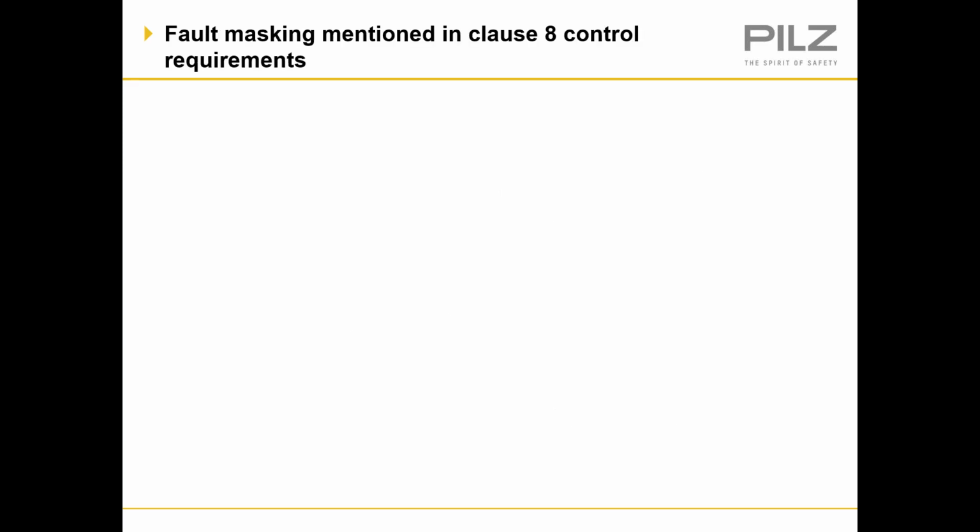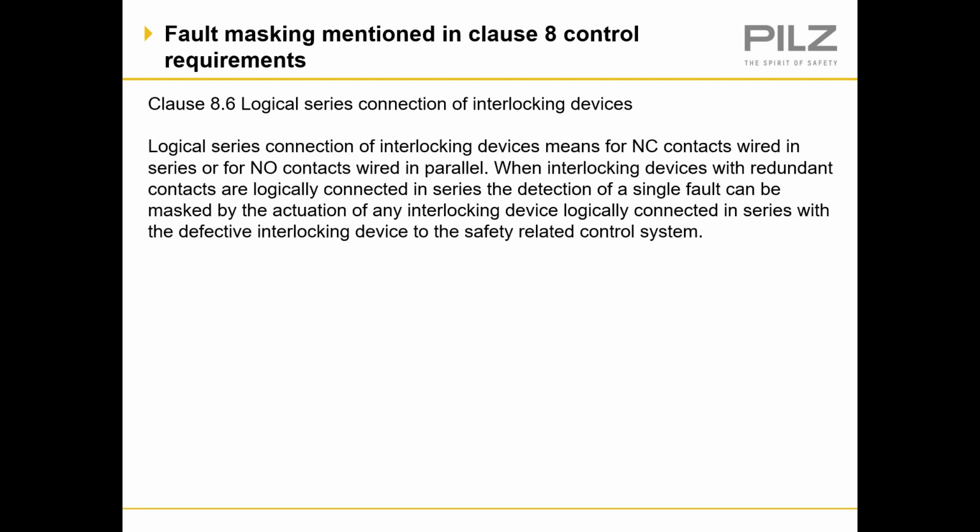So fault masking. Fault masking is mentioned in Clause 8, control requirements. Clause 8.6, logical series connections of interlocking devices. Logical series connections of interlocking devices means normally closed contacts wired in series or normally open contacts wired in parallel. When interlocking devices with redundant contacts are logically connected in series, the detection of a single fault can be masked by the actuation of any interlocking device logically connected in series with a defective interlocking device to the safety rated control system.